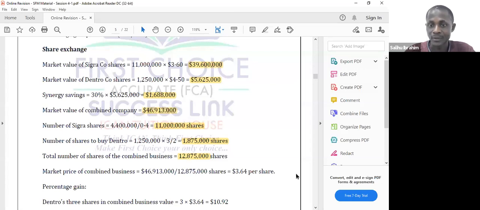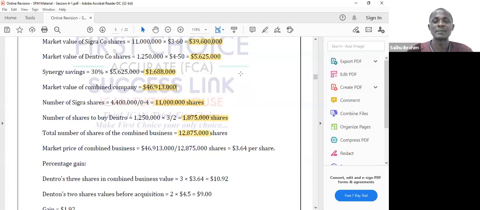Do you understand now? Now, what is the market price per share? This one is the total market value of the company. So what is the market price per share after acquisition? The market price per share after acquisition is the total market value after acquisition over the total number of shares after acquisition. And that is what gave us 3.64.